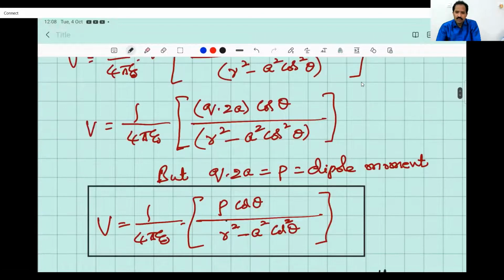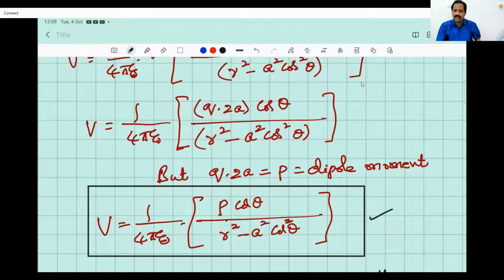Hence V is equal to 1 by 4 pi epsilon naught. Now if I replace Q into 2A as P, it becomes P cos theta divided by R square minus A square cos square theta. Put that in a box. So this is the equation for electric potential at any point due to an electric dipole. Up to this you have to derive, so we'll get 5 marks for this.